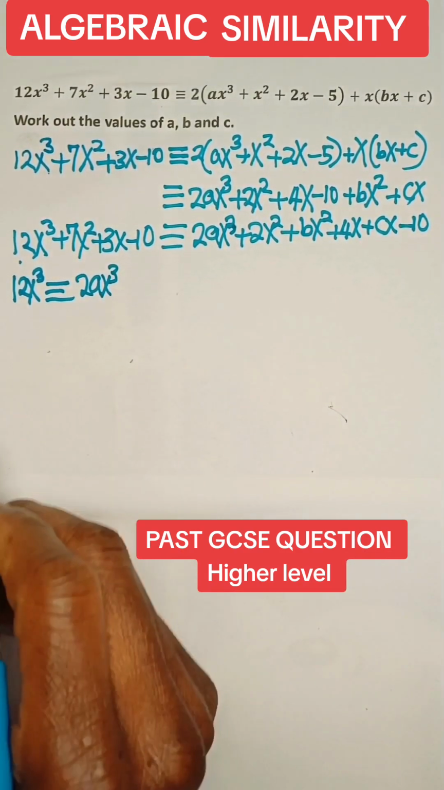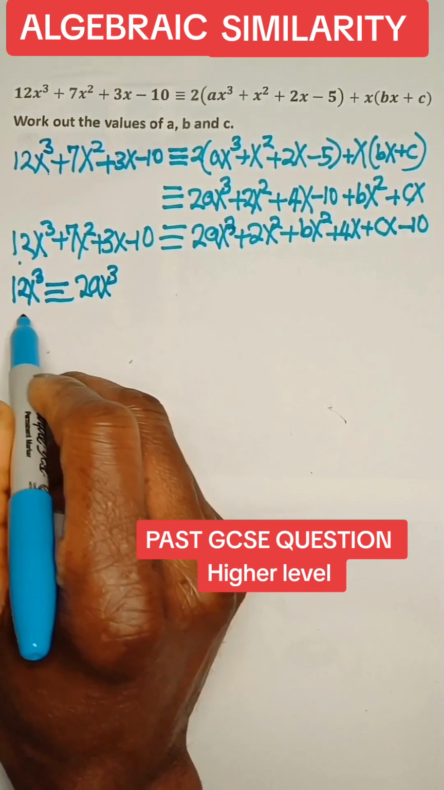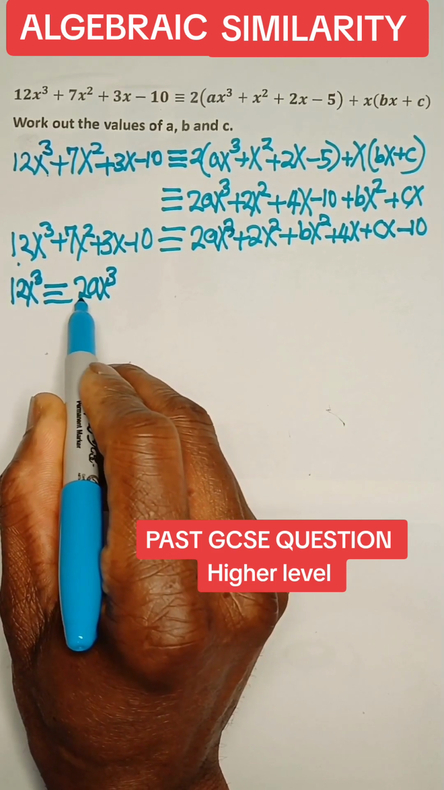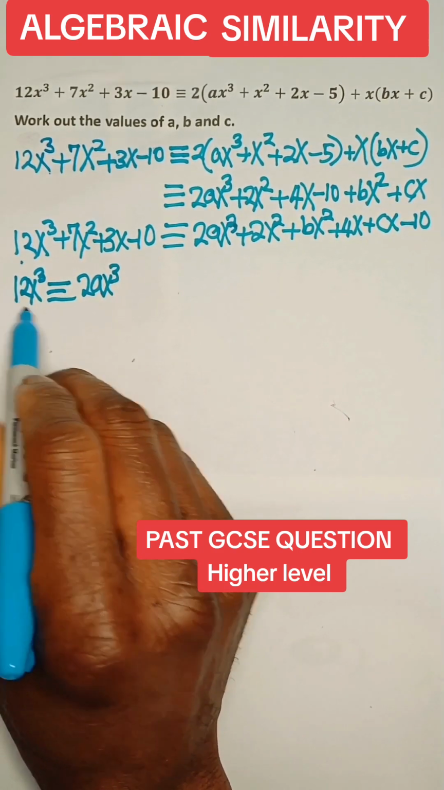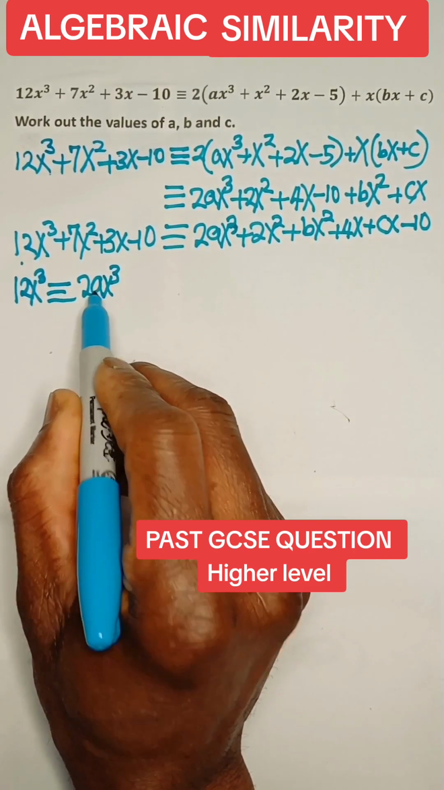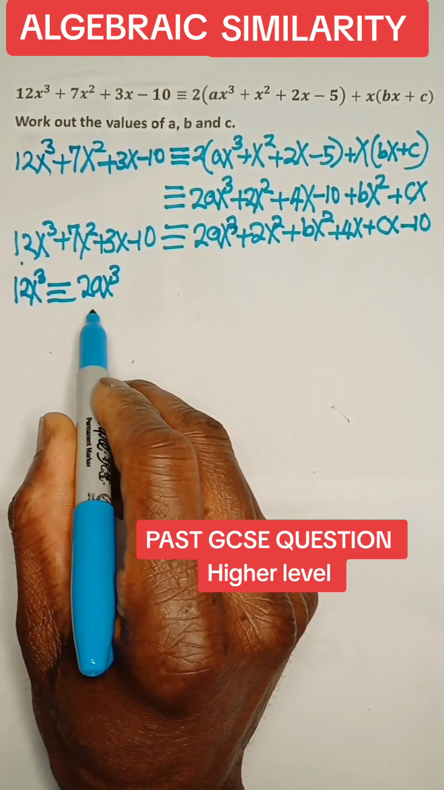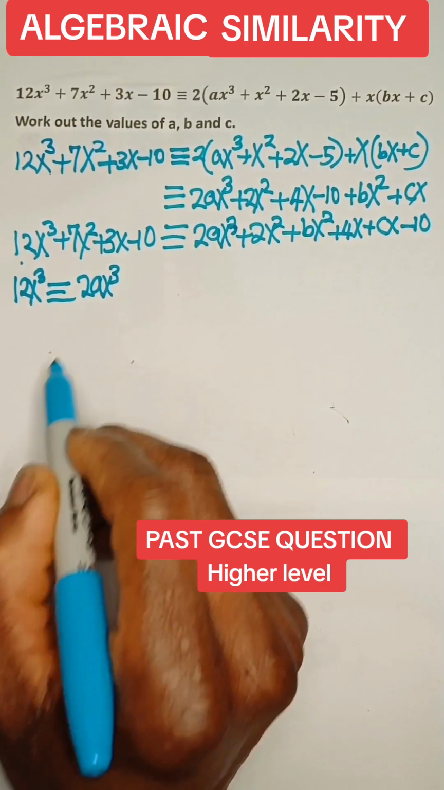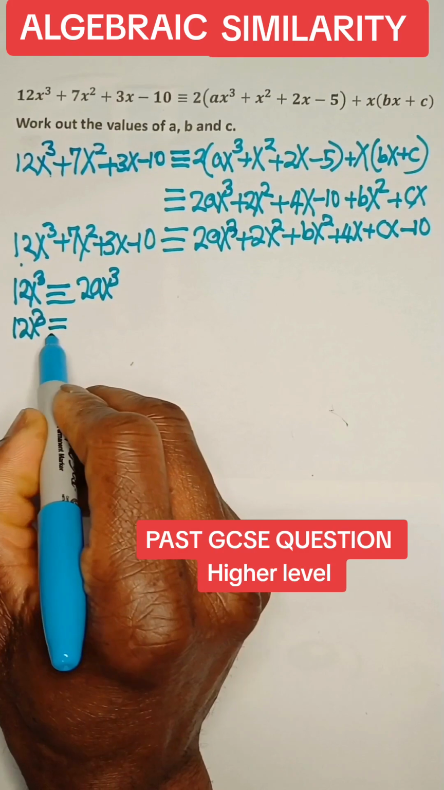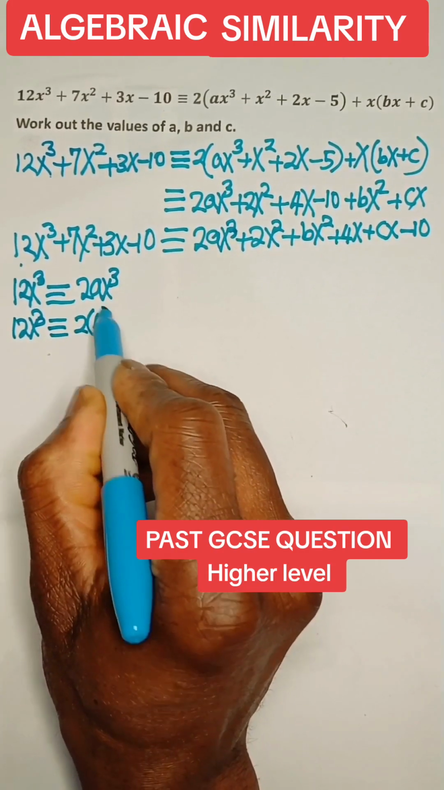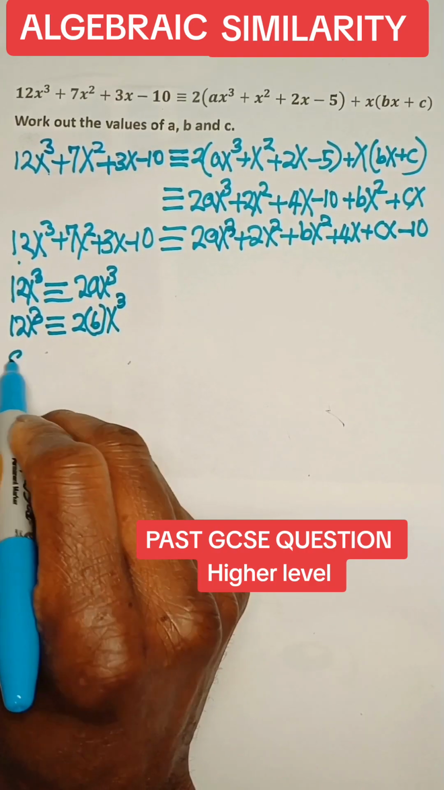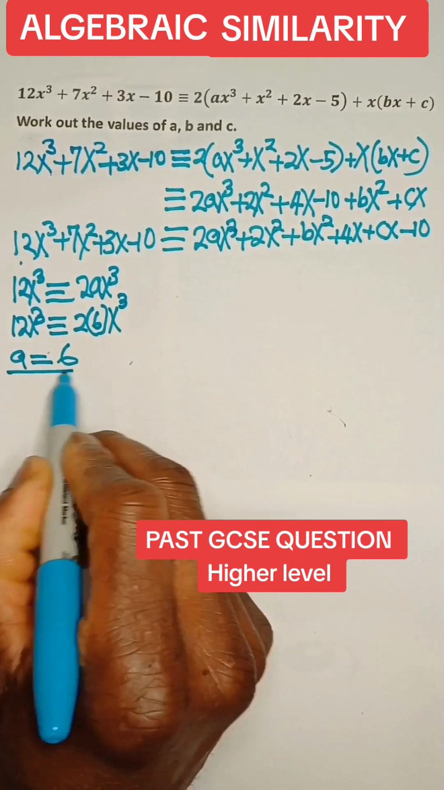What we are going to ask ourselves here is, what is going to multiply 2 to give us 12? That is going to be 6. So we replace this a with 6, which implies that a is 6. We now have 12x cubed identical to 2 times 6 times x raised to the power of 3. So the value of a is equal to 6.